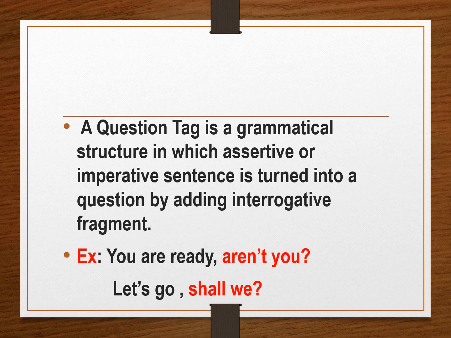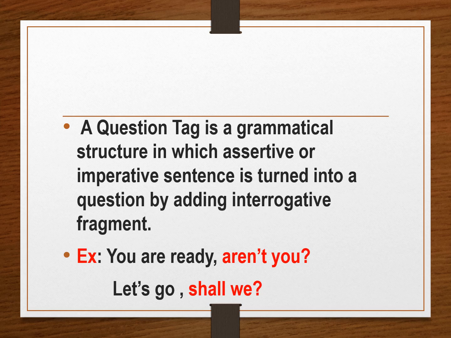So, what's a question tag? A question tag is a grammatical structure in which an assertive or imperative sentence is turned into a question by adding an interrogative fragment. Putting it in simpler terms, they are small questions or mini questions. They are also known as short questions. They are framed by adding a tag at the end of the sentence. It is usually used for confirmation or for checking information, and also to get agreement from the listener.